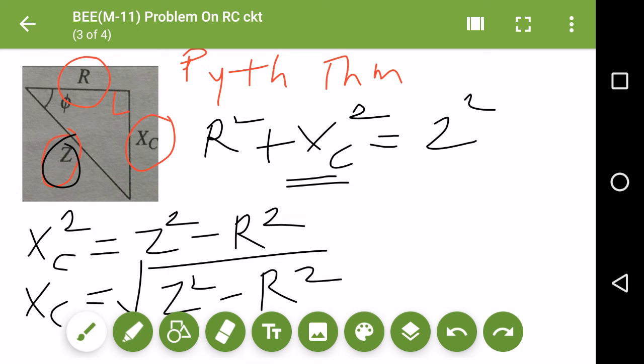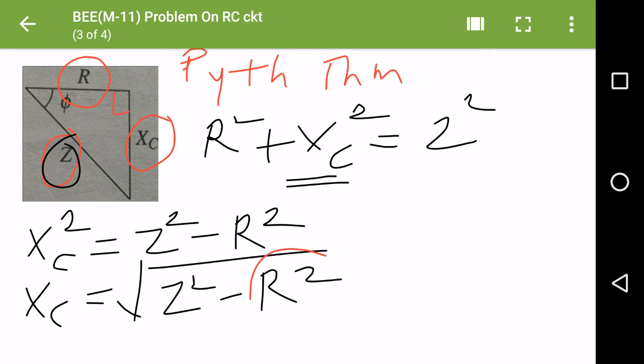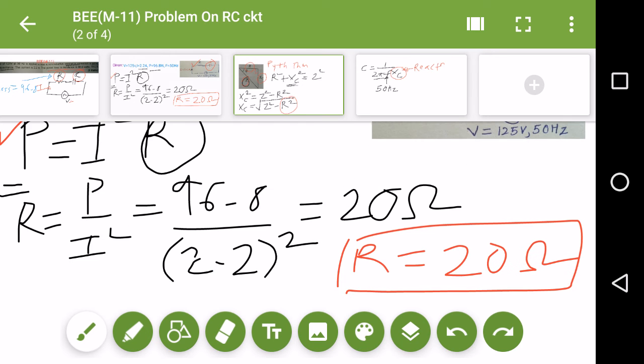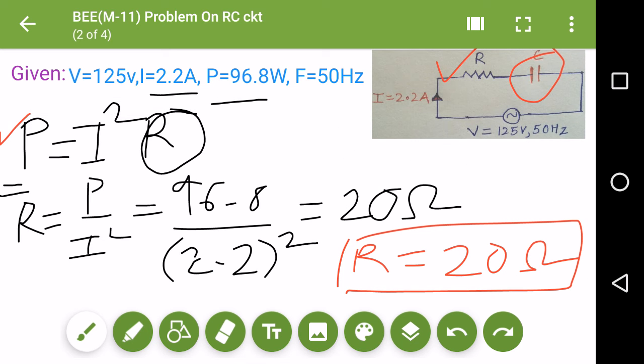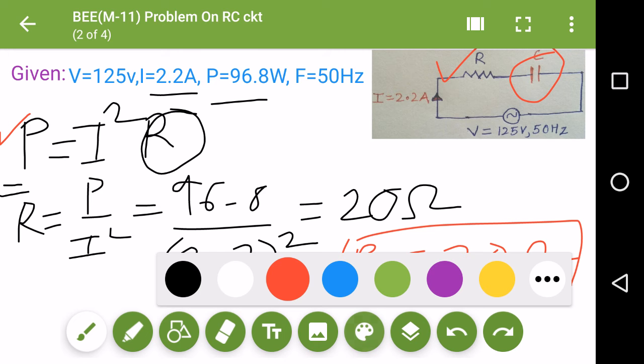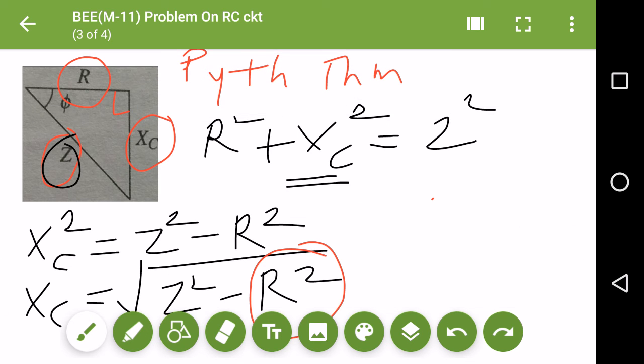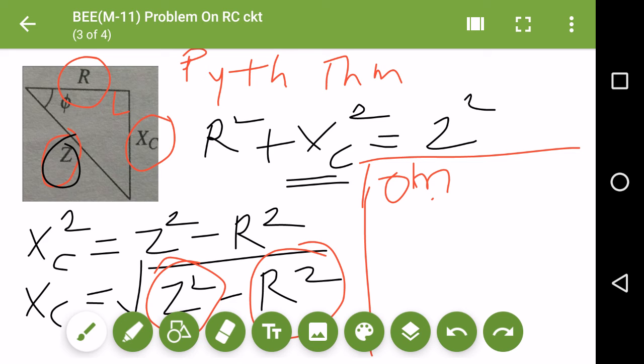From this formula I can easily find the value of Xc, but there is one problem. The value of R is known to me, which I just calculated here. The value of R is 20, but the value of Z is unknown to us. So the first thing is to find the value of Z. To find Z, we simply use Ohm's law.